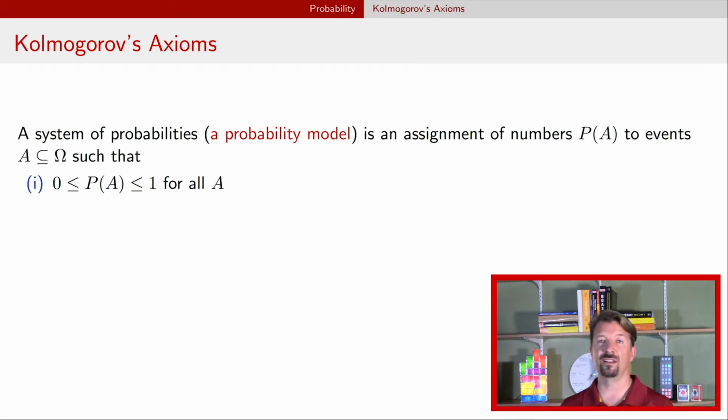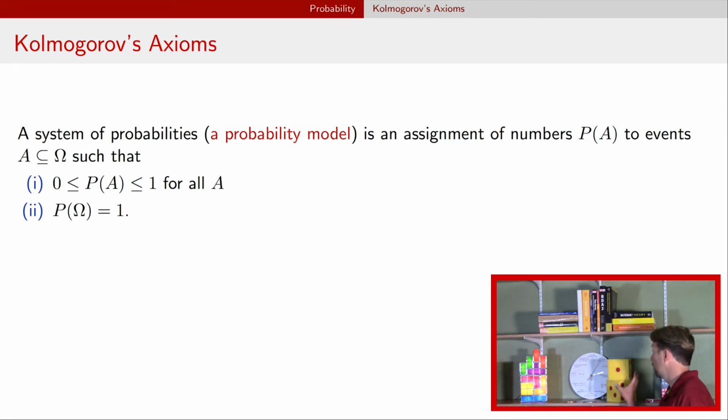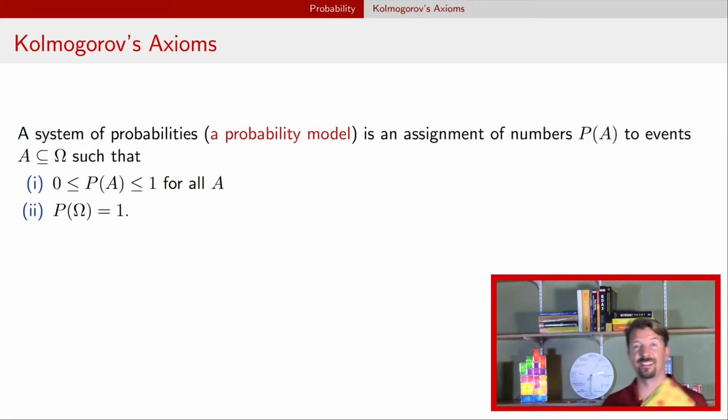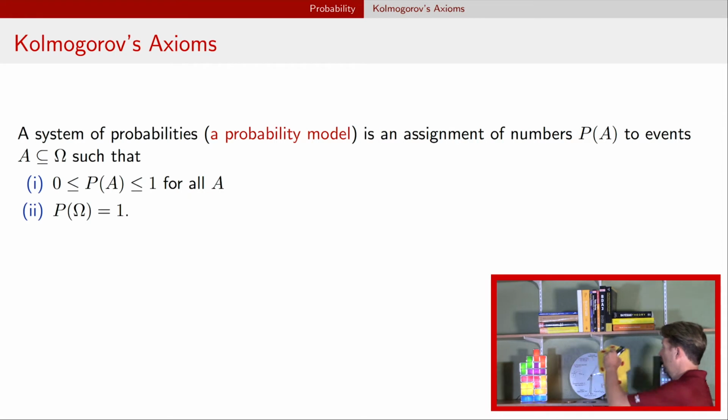The second rule here is that the probability of the entire sample space is 1. So that's the probability that one of these events has to occur. So if we're talking about rolling our two 6-sided dice and adding up their total, then it's got to be an integer between 2 and 12. All right, so that seems reasonable.